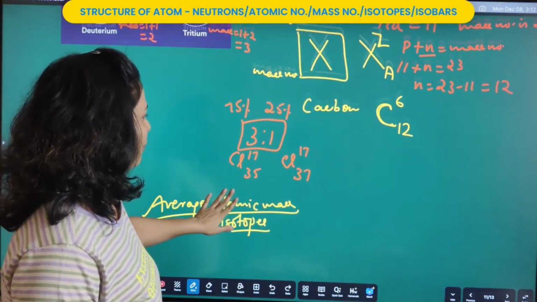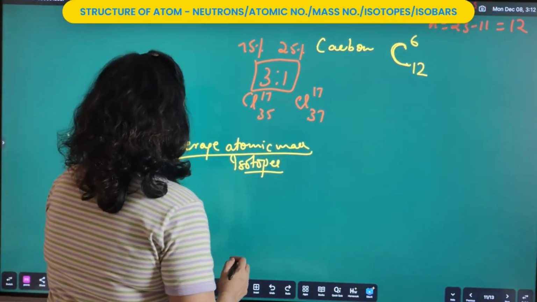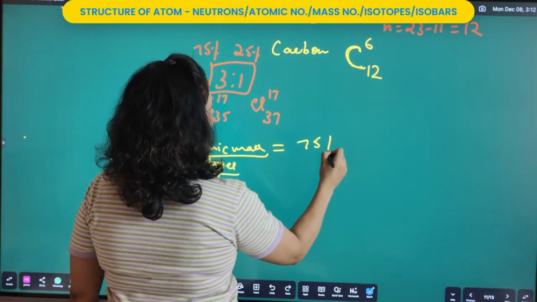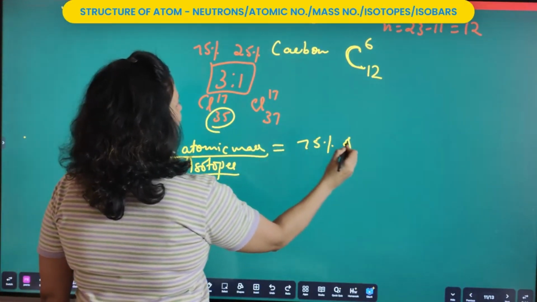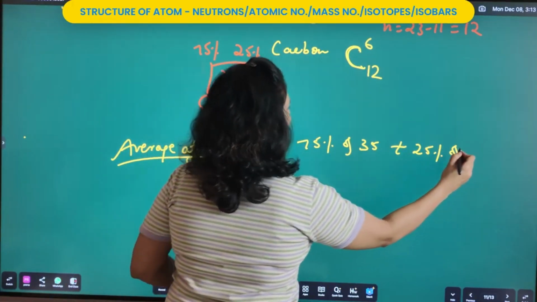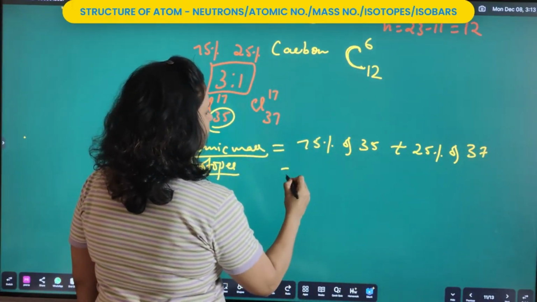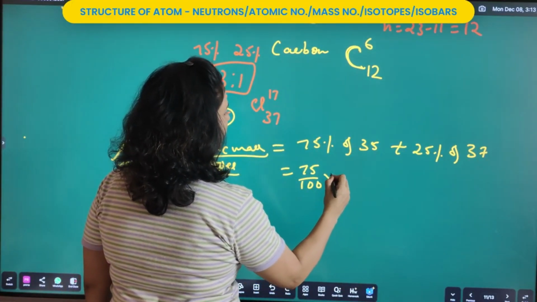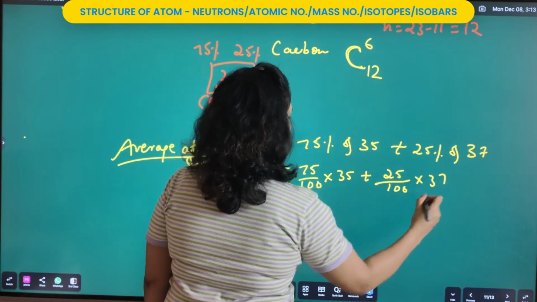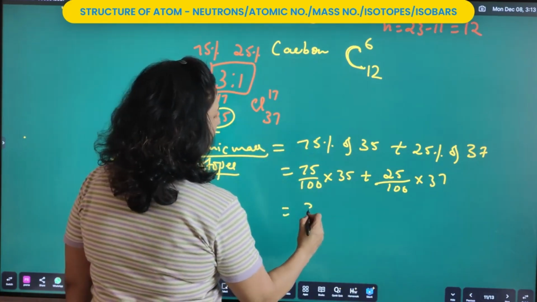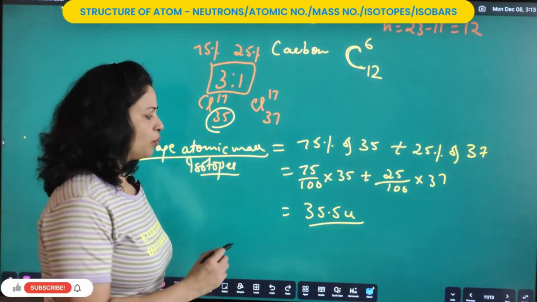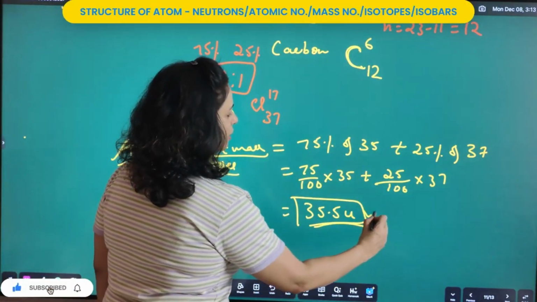Okay, so how do we find the average of that? We will take the average atomic mass, we will write the percentage: 75% of atomic mass 35 plus 25% of atomic mass 37. So here we have to calculate 75 by 100 into 35 plus 25 by 100 into 37. Okay, so if you calculate, you will get 35.5 units. So that's why the average atomic mass of chlorine will be 35.5 units.